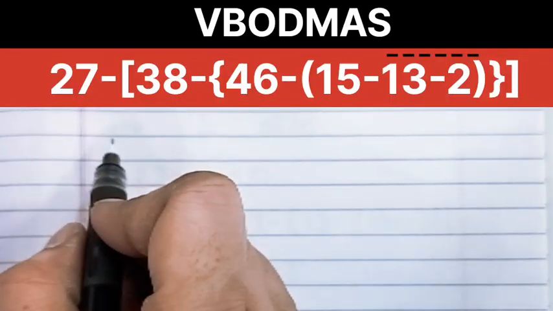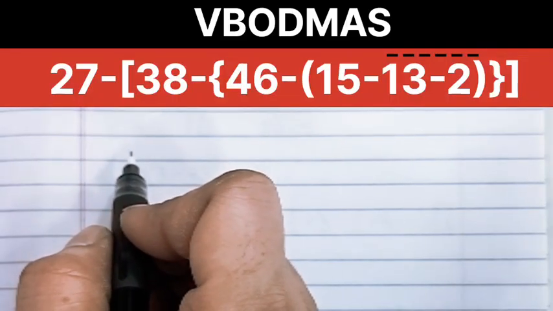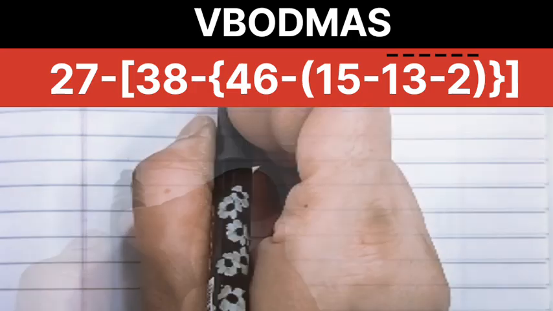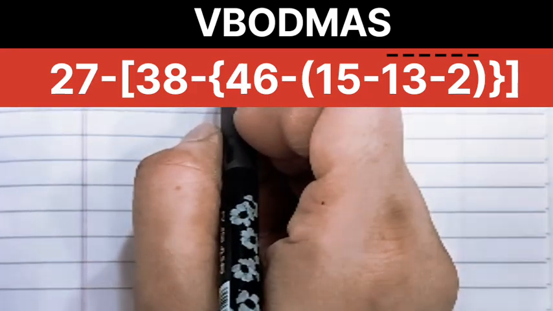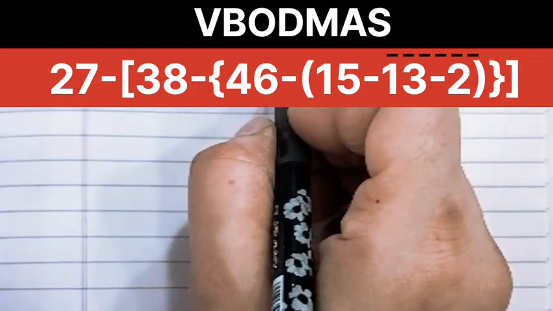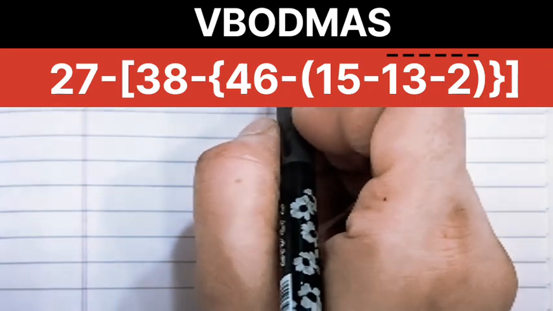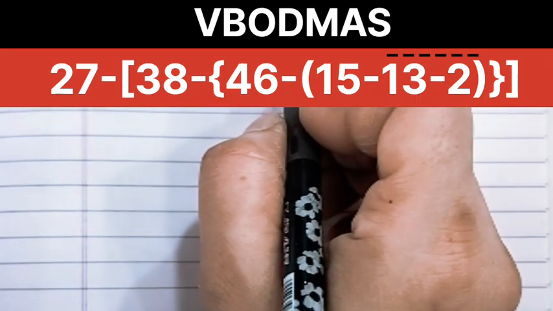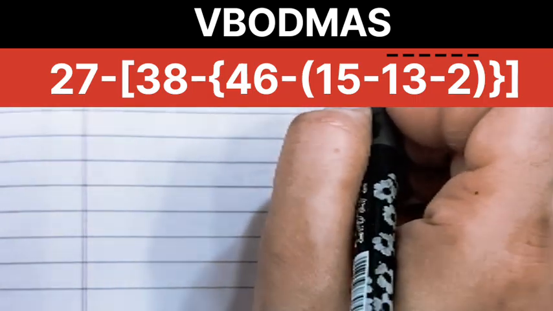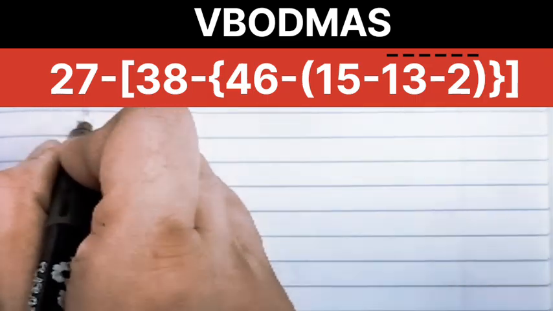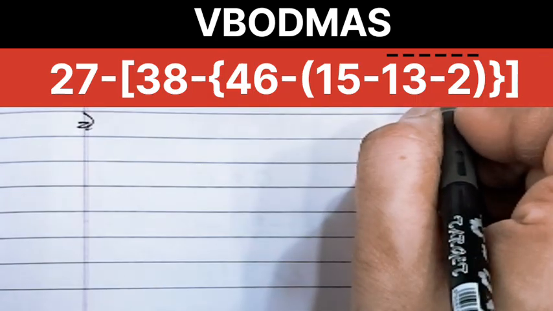So friends, to solve this expression, we follow the VBODMAS rule, which dictates the order of operation. V stands for vinculum. Solve for the bar brackets first. Brackets, then parentheses, small, curly and square brackets. O stands for of, then division, multiplication, addition and subtraction. We'll break down this expression with a step-by-step solution.